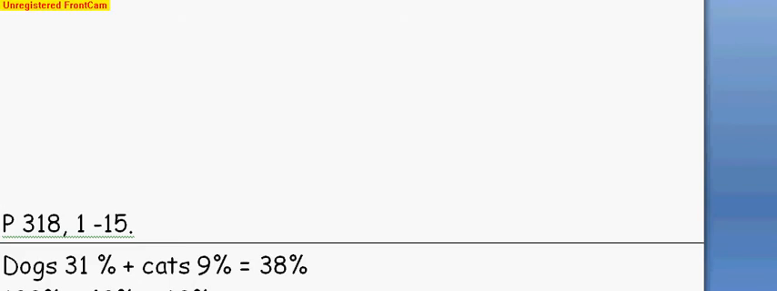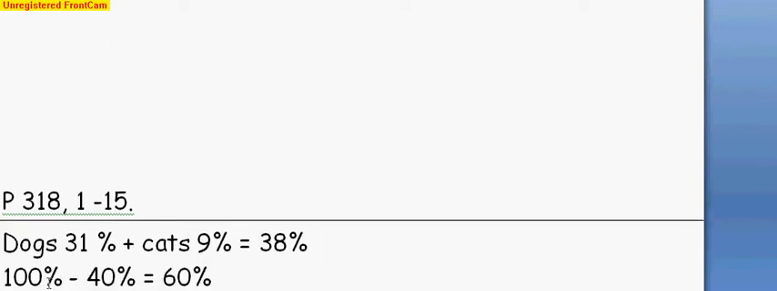Okay, you need your books open to do this. So look at your books, page 318, and then letter B is asking what percent of the animals are not dogs or cats. So this is how I thought about it. The dogs are 31% plus the cats are 9%, so that means 40% is the cats and dogs. So then 100% is all the animals minus the dogs and the cats, which is 40%, is 60%. So this here is the answer. 60% is not dogs and cats.